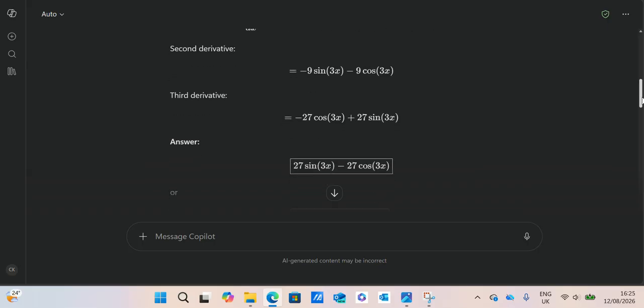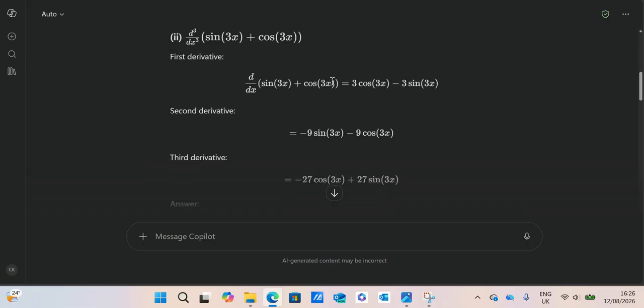It ends up to 27. So first bring the 3 here. Or well, yeah, first one I bring the 3 in front. Second one, 9 times 3. And it looks like, well, sine cos goes to cos negative sine. And then I think he's swapped these around here.